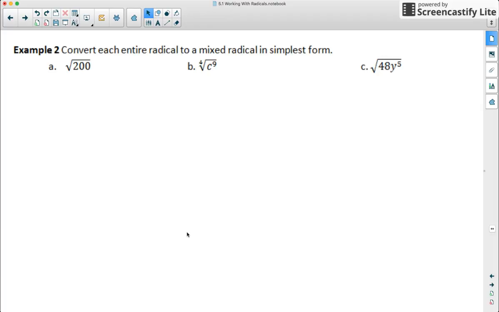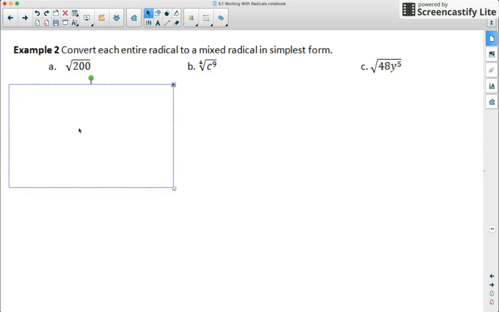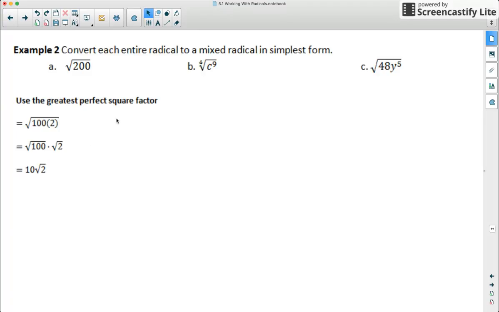In this next example, we are going to be looking at converting each of the entire radicals into a mixed radical. So we're moving in the opposite direction we were moving last example. There's two ways that we can do this. First way is to use the greatest perfect square factor. We're looking for the greatest square factor of 200, and that's 100. So we rewrite 200 as 100 multiplied by 2 and get the square root of 100 multiplied by the square root of 2. Square root of 100 is really just 10, so our answer is 10 root 2.